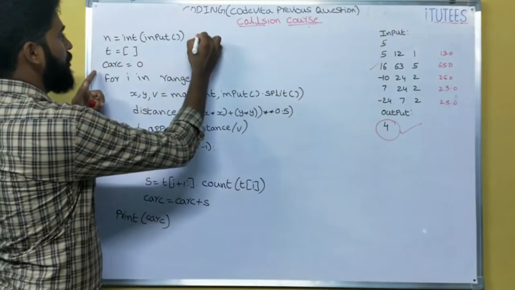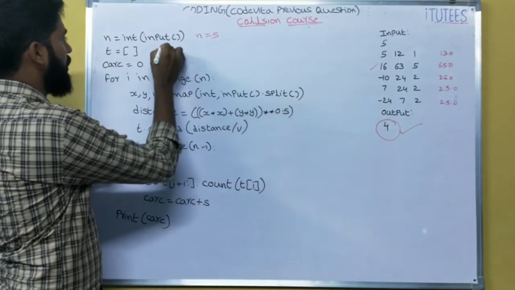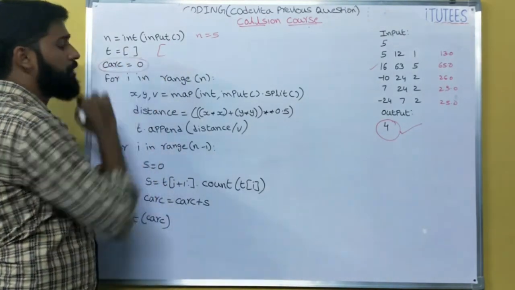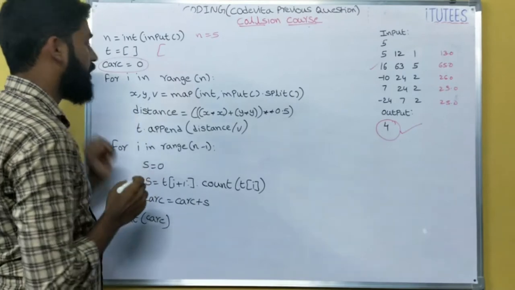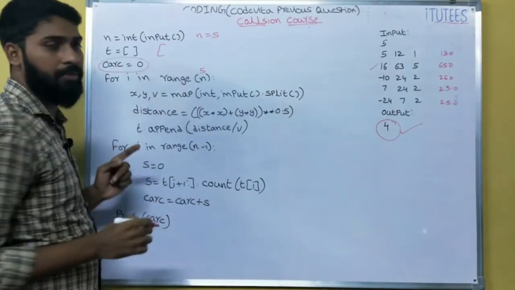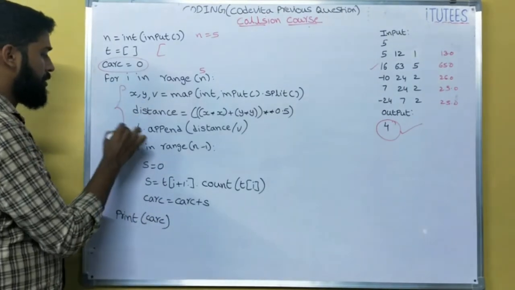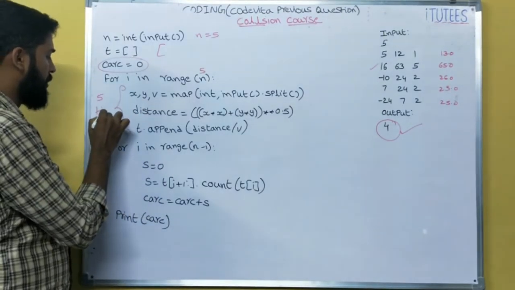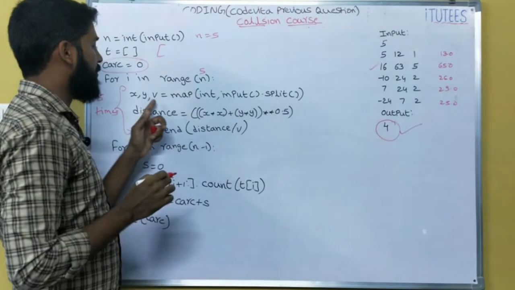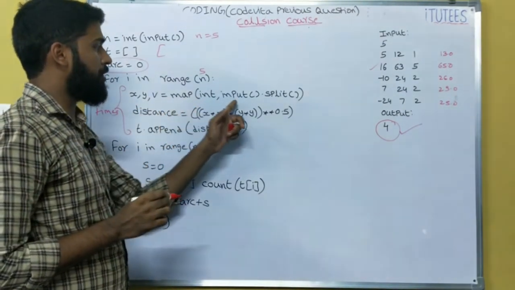So n equals 5. T is an empty list. I am taking car_collision to count, initially 0. For i in range of n, that means 5, we execute these instructions 5 times. So x, y, v equals map of int of input dot split.